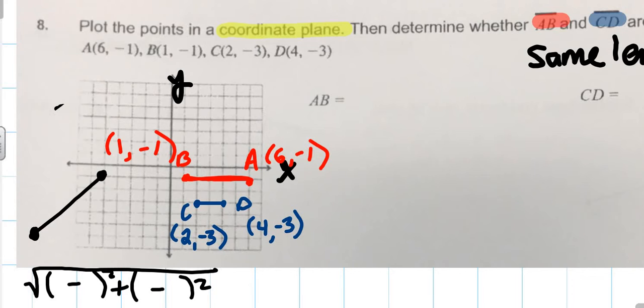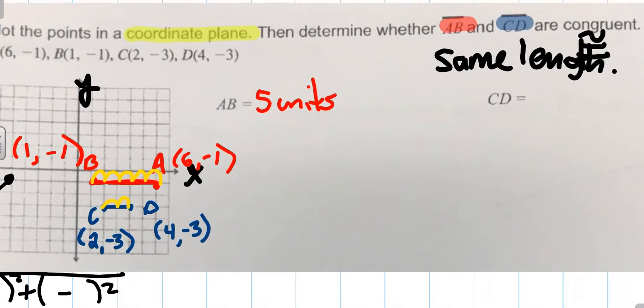It's completely flat. So all you do to find A to B or B to A, same thing, is just count the units. 1, 2, 3, 4, 5. So it's 5 units for that one. And then this one, we just count 1, 2. So C to D is 2 units.